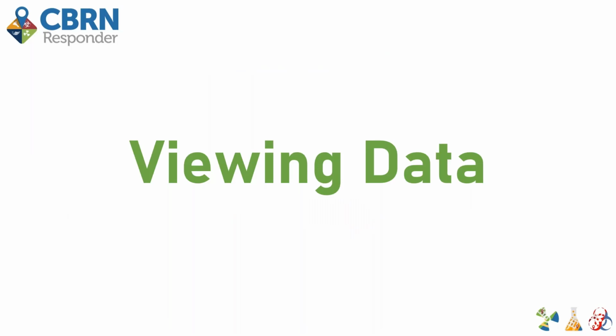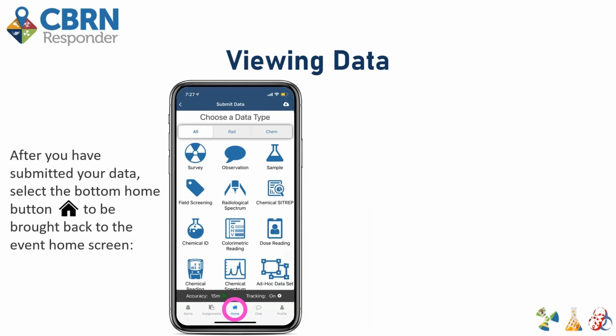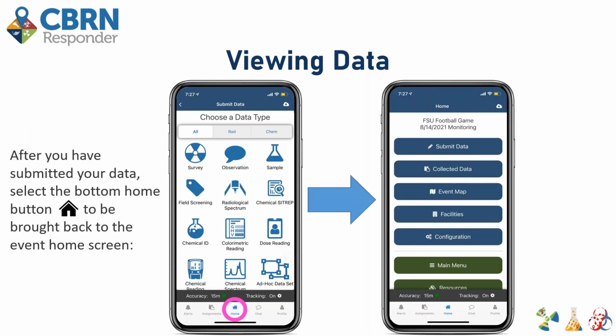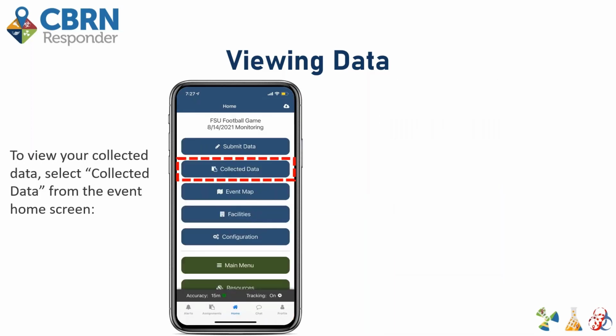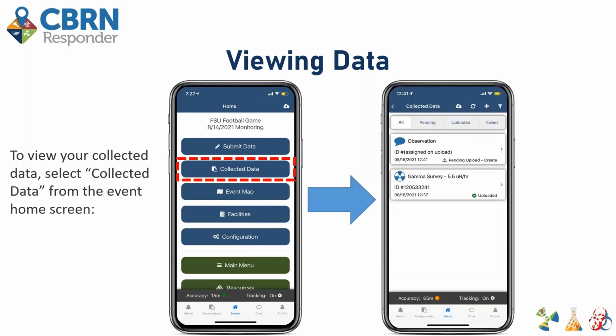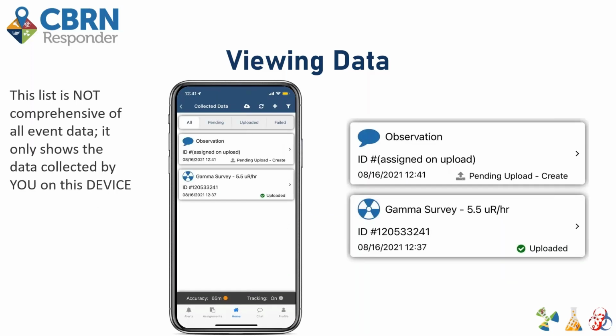So I've submitted a few data points. Now I want to actually go in and view the data. So after I've submitted my data, I'm going to select the Home button at the bottom to be brought back to my event homepage. To view the collected data, I'm going to select Collected Data from the event home screen, and I'm now brought to my Collected Data page. As a reminder, this list is not comprehensive of all event data. It's only going to show the data collected by you on this particular device.